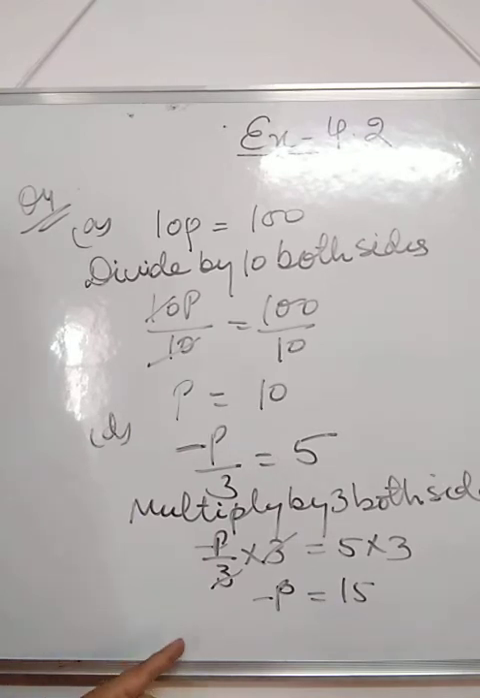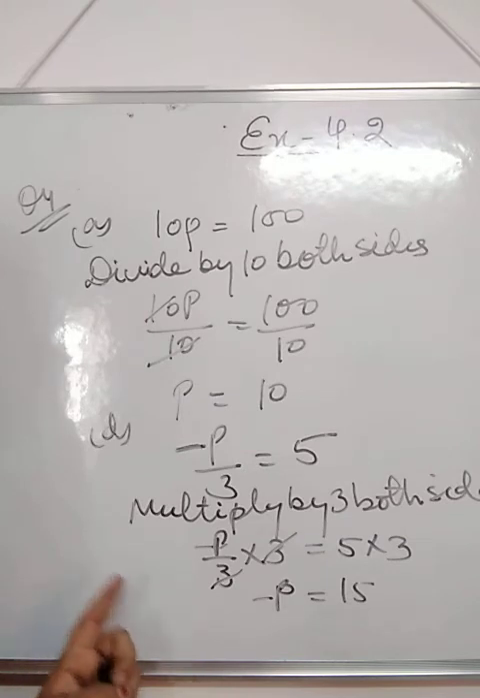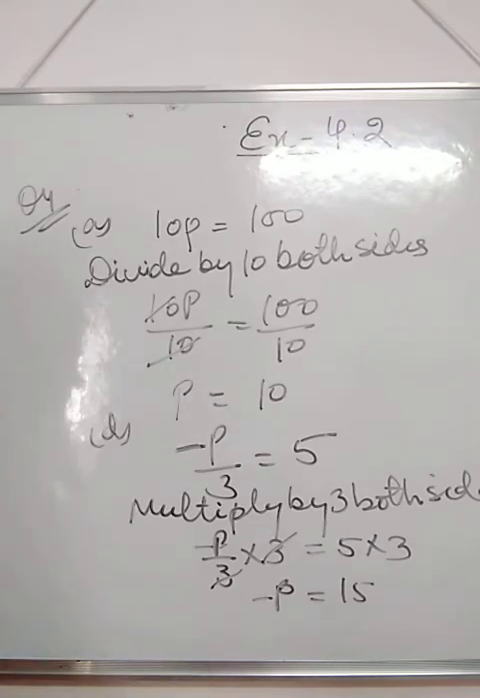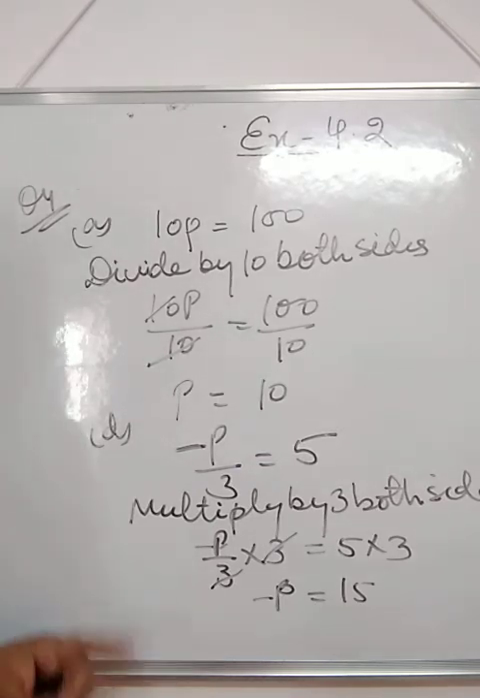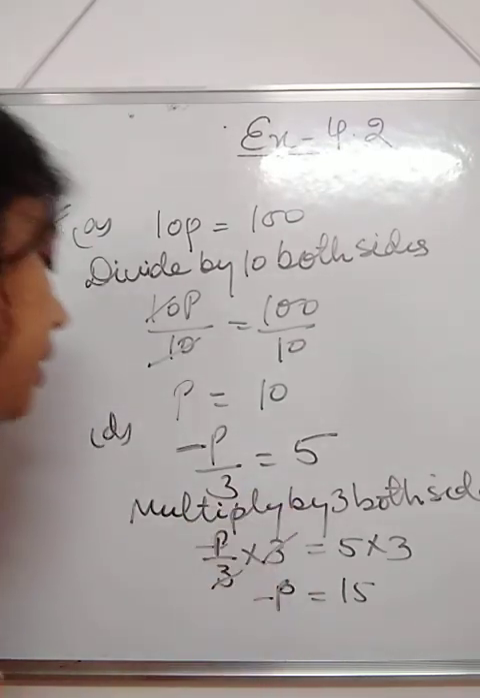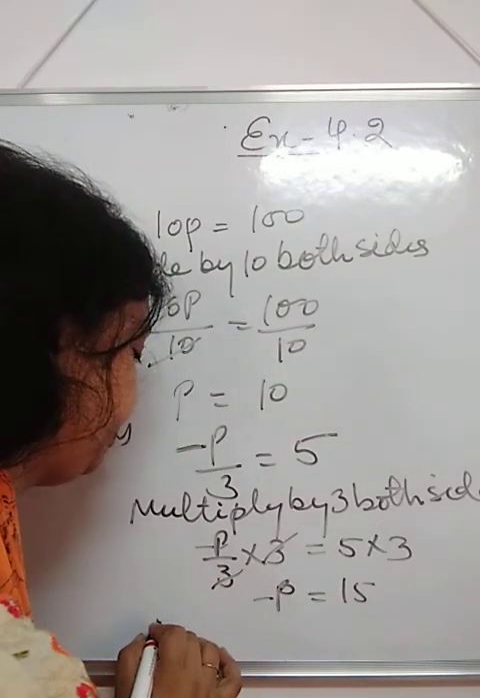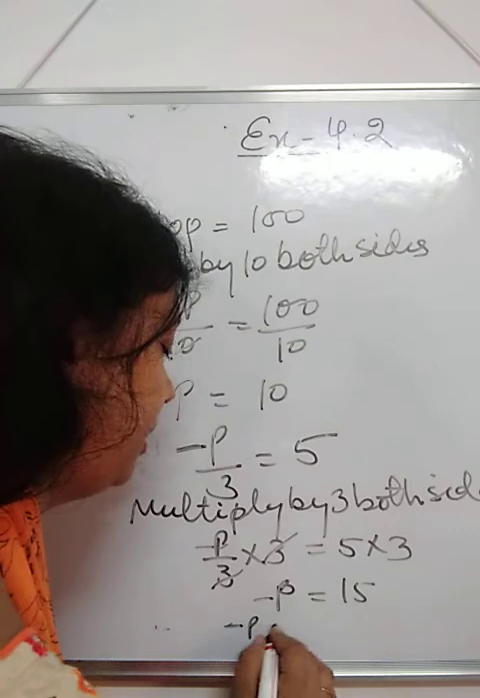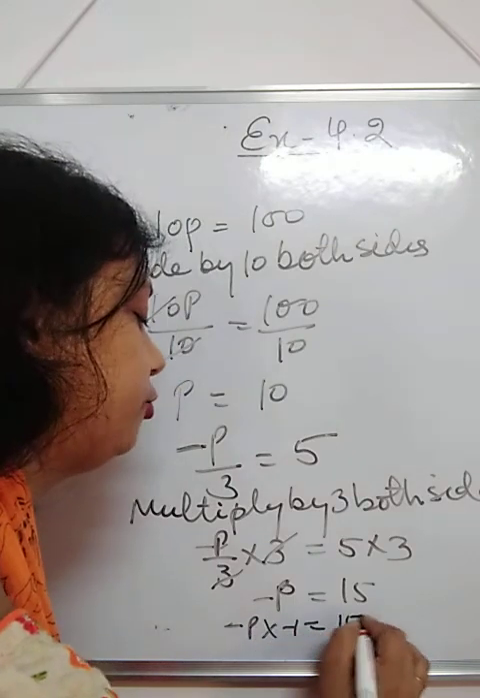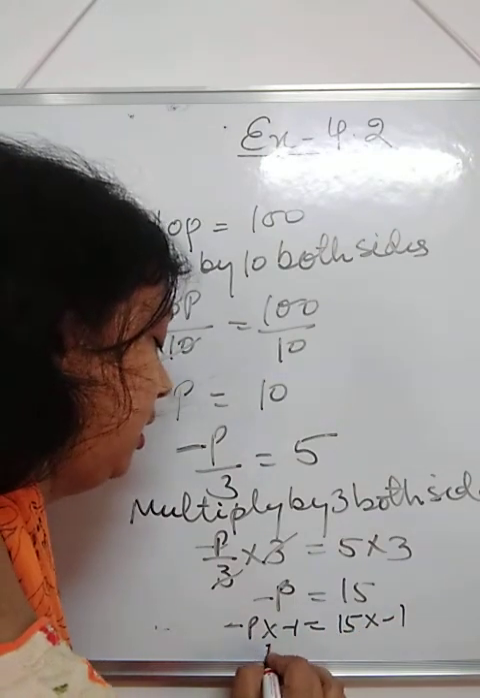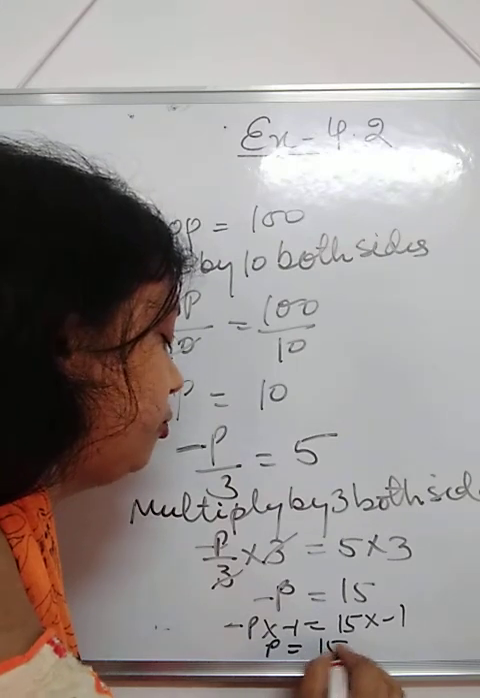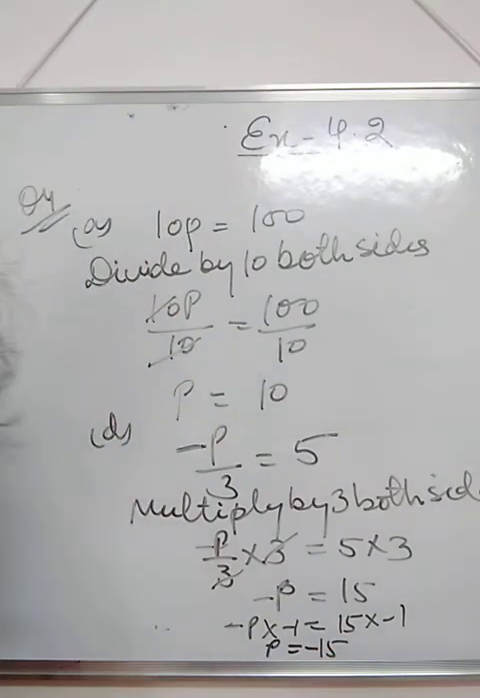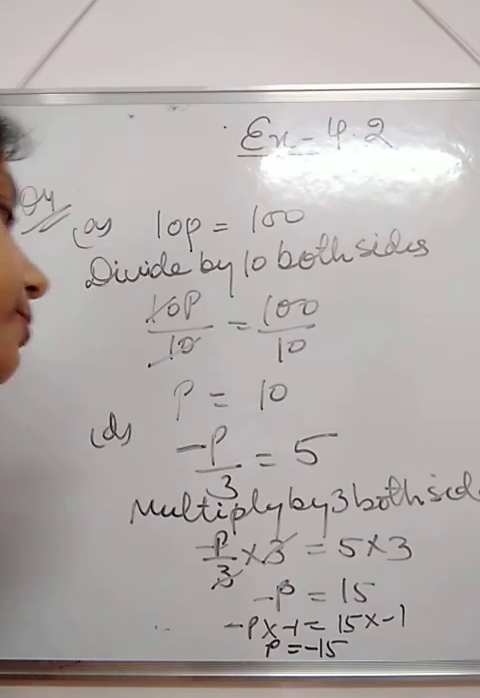So what we will do, we will multiply it by or divide it by minus 1. If we multiply by minus 1, then also the answer will be the same. If we divide by minus 1, then also the answer will be the same. Multiply it by minus 1. Then minus p into minus 1 is equal to 15 into minus 1. Then p is equal to minus 15. Understood?